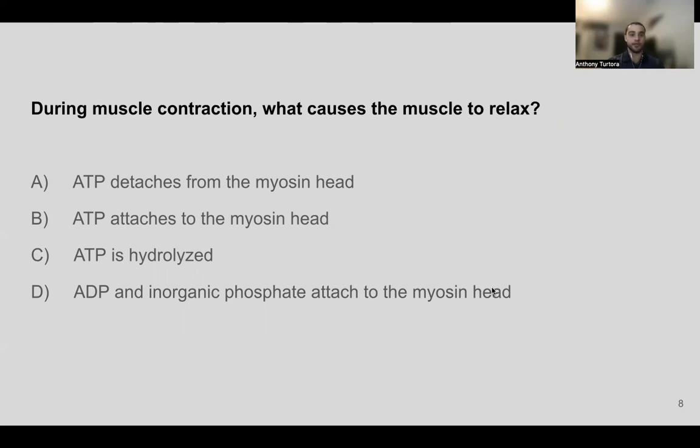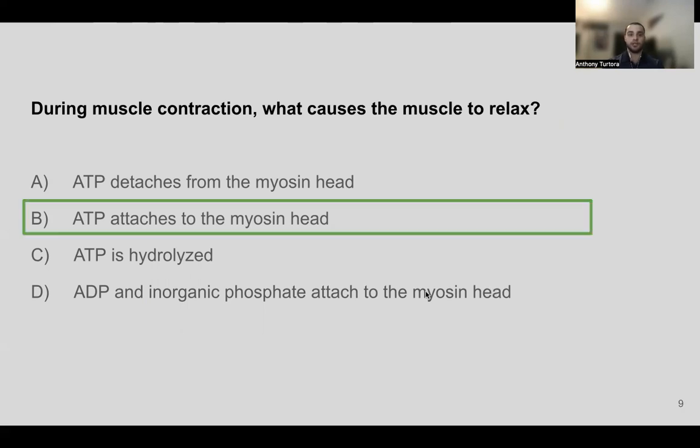So going over each one now, A, ATP detaching from the myosin head, or B, ATP attaching to the myosin head. So the answer is actually B when just evaluating those. ATP hydrolyzation also happens, and ADP and inorganic phosphate also attach to the myosin head. Those do happen, but that is not the reason for the muscle to relax. So the answer here is B.